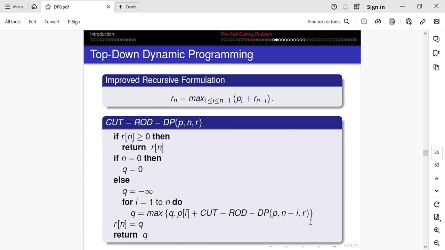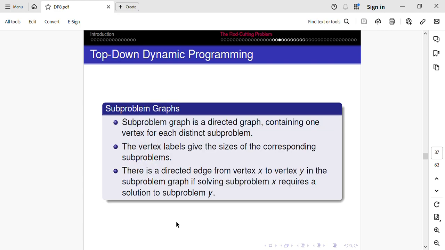This is the recursive call, and then we take the maximum, and when we are done with all the calculation, then we save the value in position n, save in the table, and we return this value. Now for analyzing the runtime of dynamic programming solution, we will use a structure called subproblem graphs.